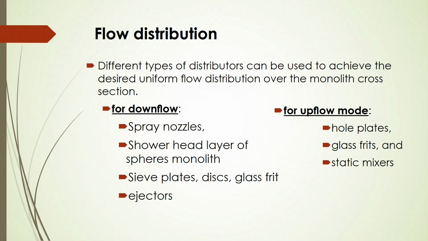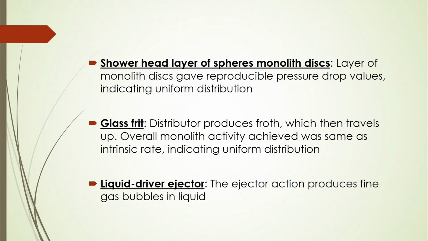And for upflow, hole plates, glass frits and static mixers are used for the flow distribution of the liquid through the monolithic reactor. Shower head, layer of spheres, monolith disc: generally it is a layer of monolithic disc that gives reproducible pressure drop values, indicating uniform distribution. Whereas a glass frit distributor produces froth, which then travels up, and the overall monolithic activity achieved may be the same as the intrinsic rate, which indicates uniform distribution.